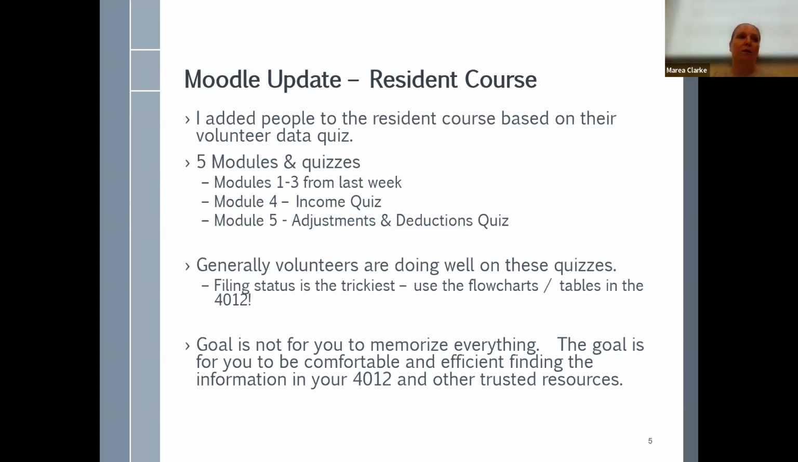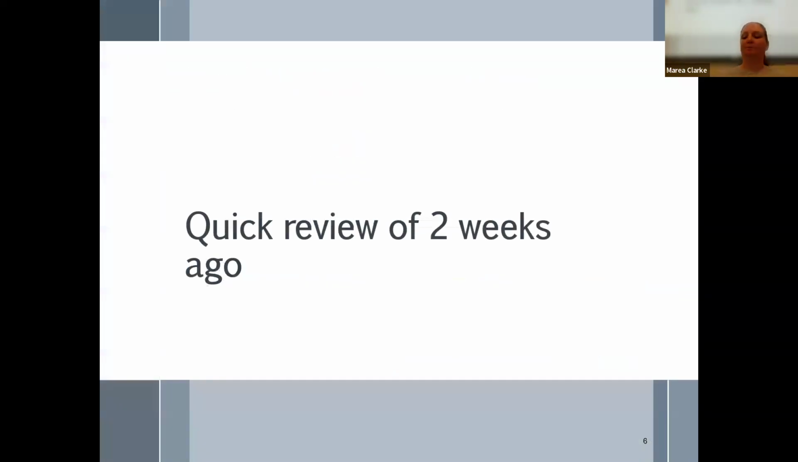determine those things properly. The one thing I'm going to remind you all is that we don't expect you to remember everything off the top of your head, particularly for the resident taxes. It is way too much information to remember. What we really want is for you to be comfortable and efficient at finding the reference information that you need, either in the 4011 or from other trusted resources like the IRS website, not Google or ChatGPT generally.